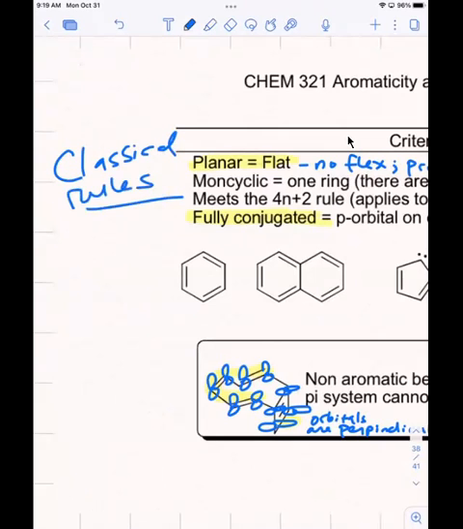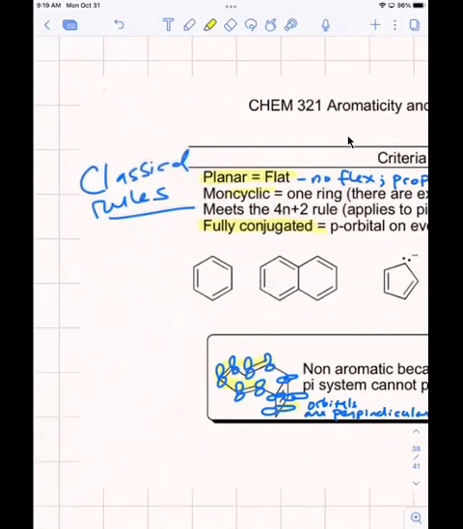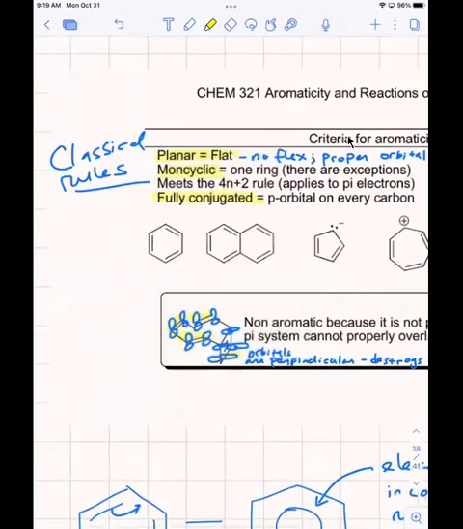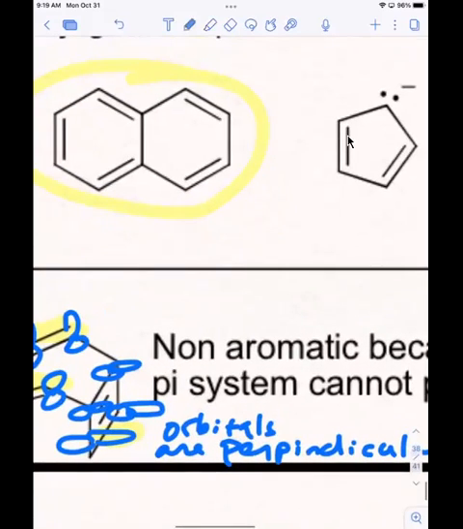And these are classical rules for aromaticity. The other part is that it needs to be monocyclic. What that means is one ring. Obviously, we have several exceptions. One right here, right? This is naphthalene.